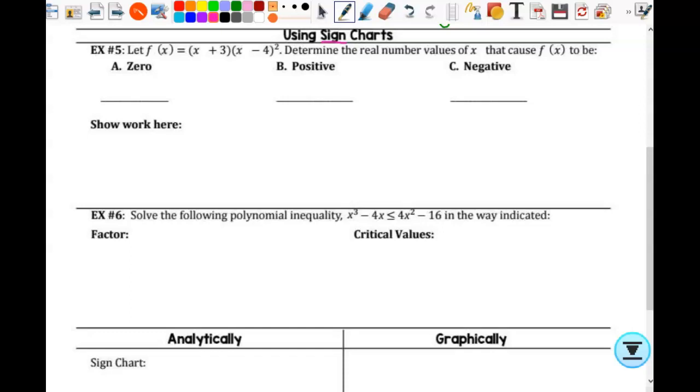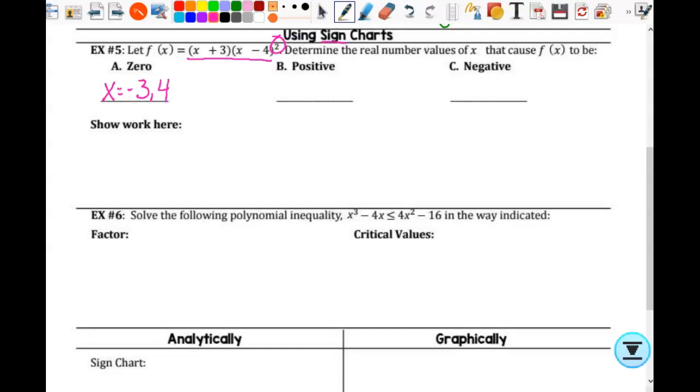So the first thing I don't actually need a sign chart for, I want to figure out what the zeros are. This is very nicely already factored for me, so I can tell from this that my zeros, x, would give me -3 and +4. In addition to that, one of the things that we want to notice, even though it's not asking us for that right now, is that this x minus 4 is quantity squared, so we have a multiplicity. My multiplicity is 2, and that tells me something about what's happening on the graph.